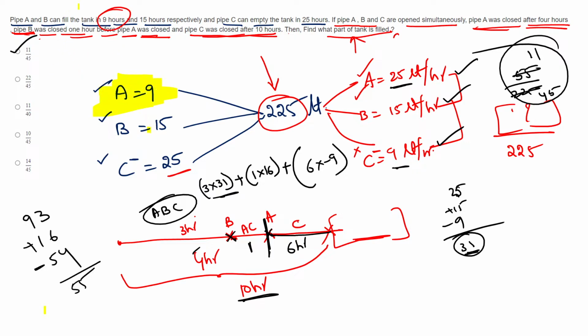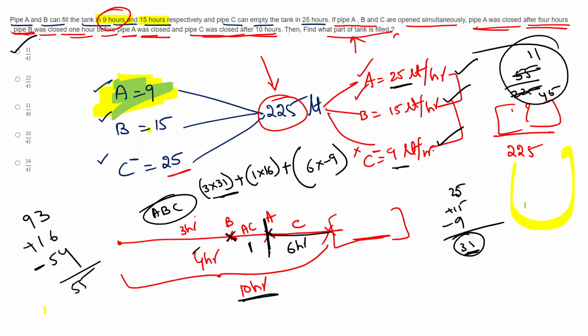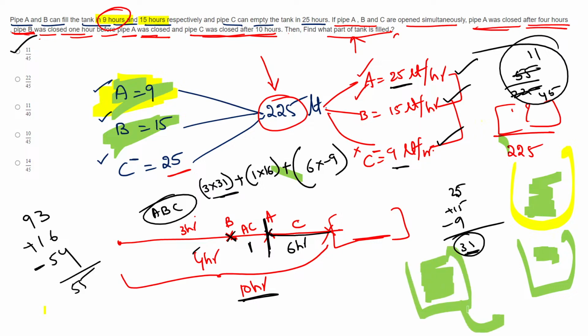So what is happening here is, assume it was given that A can fill in 9 hours, B can fill in 15 hours. What that means: if you have a tank and you open only one tap, let us take tap A, it can fill the entire tank in 9 hours. Similarly, assume your tank is empty. Now if you open tap B, it can fill in 15 hours. Similarly, if you have a full tank and you open tap C, it can empty the entire tank in 25 hours.